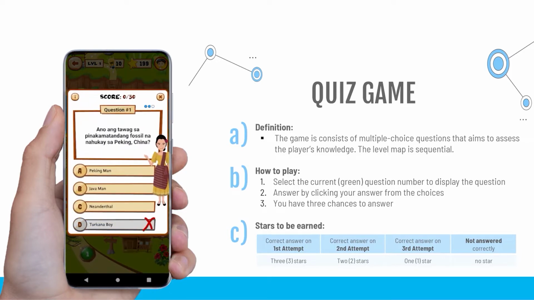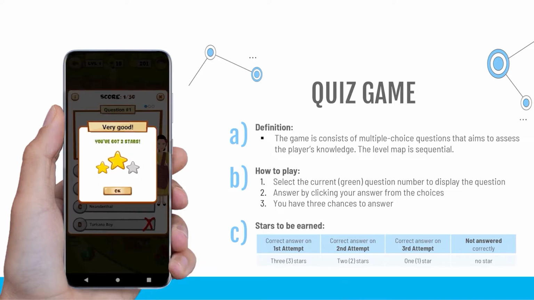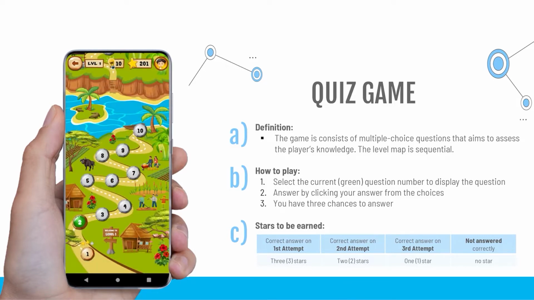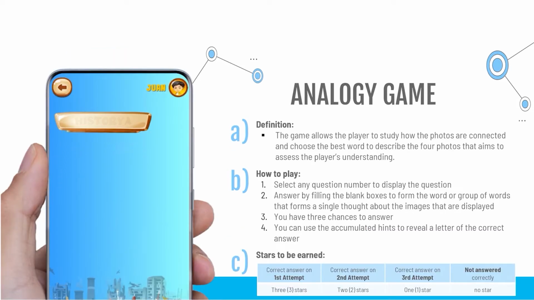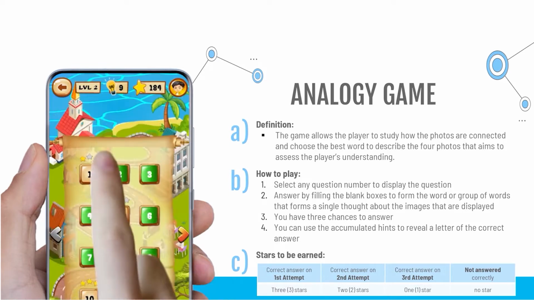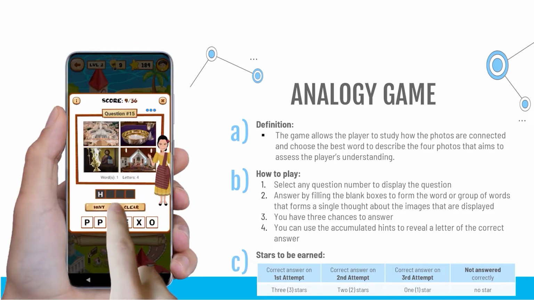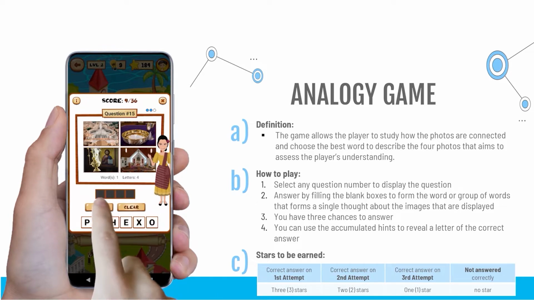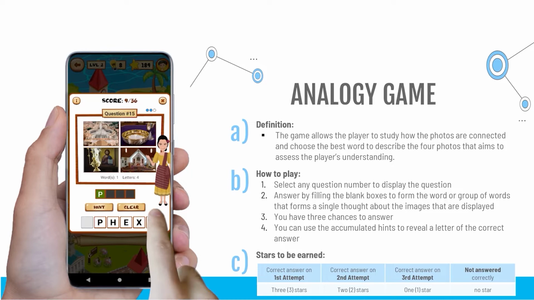Learners will be rewarded a maximum of 3 stars after completing a question. Better performance on a question, such as answering the question in a single attempt, results in more stars awarded. The analogy game lets the player analyze how the images are related and determine the word that best describes the images, which aims to assess the student's understanding. In playing the analogy game, learners will also be rewarded a maximum of 3 stars after completing a question. Hints accumulated in playing the quiz game will be used to help the learners in answering the questions.